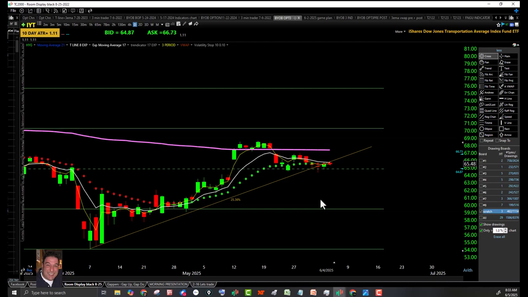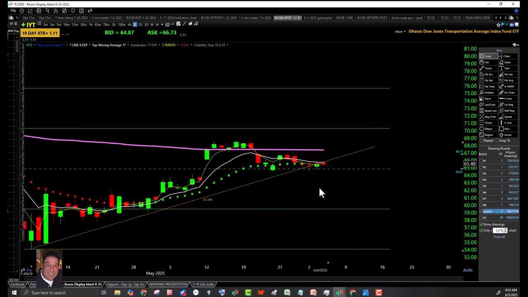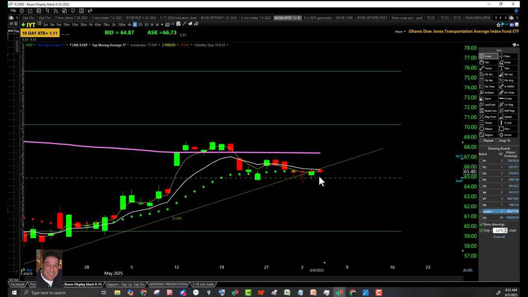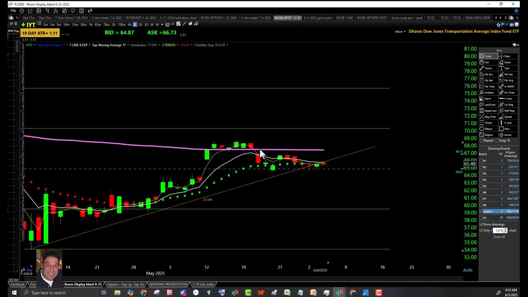Okay? This is the transportation index. All right, we got a higher low and a higher high, but we closed under the uptrend line, closed under the trap, closed under the 17, closed under this 12 all-time high anchored VWAP. All right, so closing underneath. Good news is we're knocking on the door. The other good news is price is moving up and over to the right. That's bullish. Okay, so there's IYT.